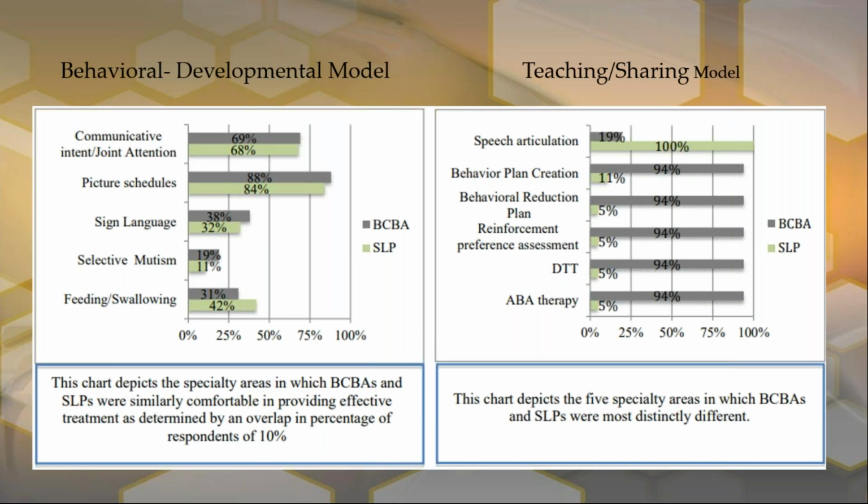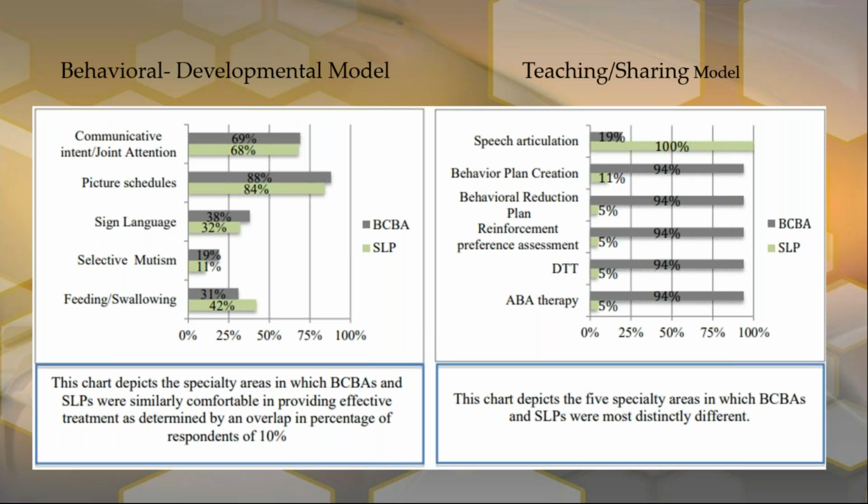So let's just say a manding goal. If both SLPs and BCBAs are competent in communication, then maybe they should collaborate on a manding goal and have the same outcomes of that manding goal and not have different expectations for the client. Where on the right-hand side, you guys see the vast discrepancies between competency in those areas, and that's okay.